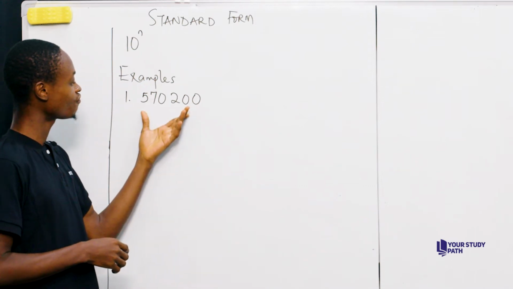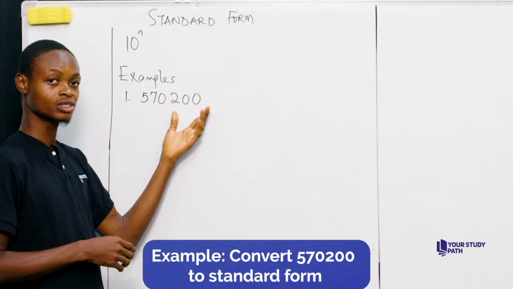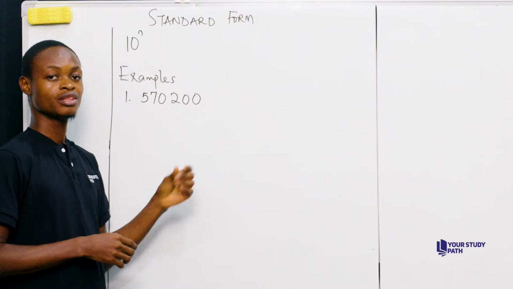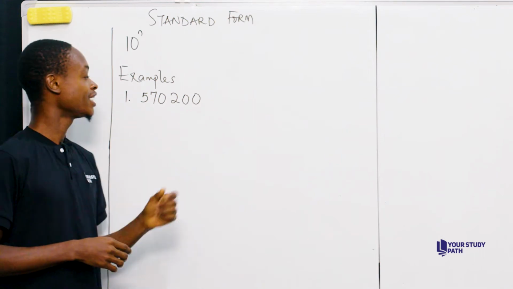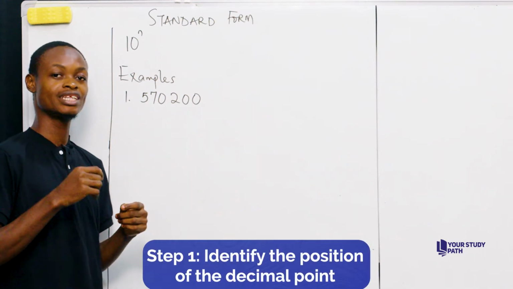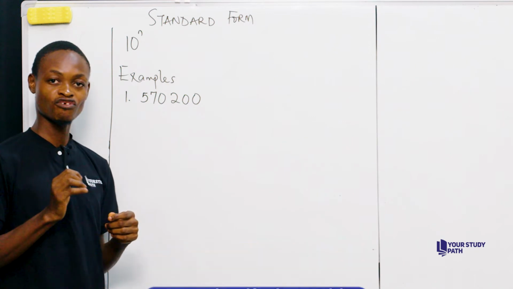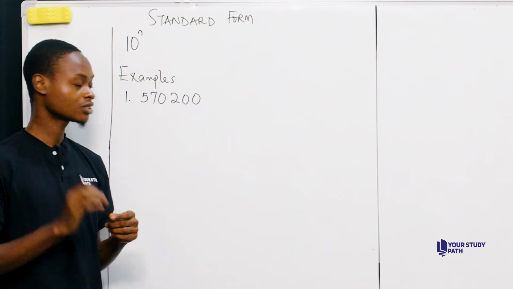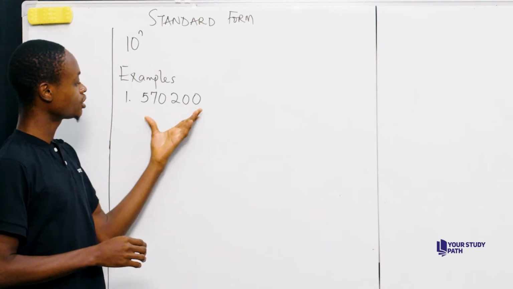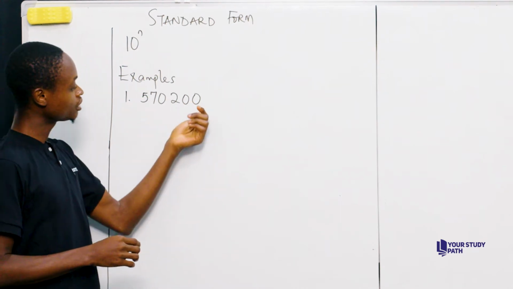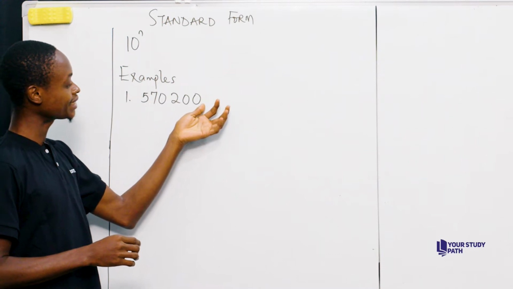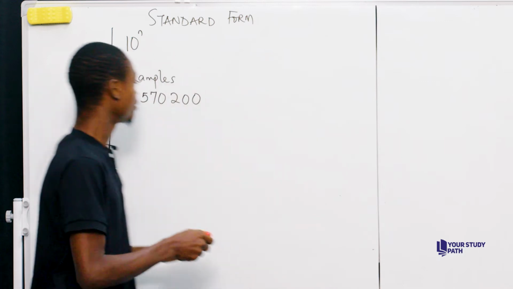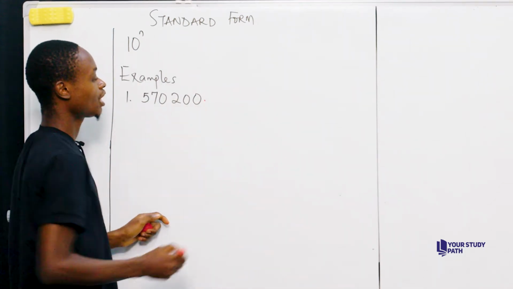For this digit, we have 570,200, and we are expected to convert this number to standard form. Now, the very first thing to do is identify the position of the decimal point. Now, for standard forms, the decimal point is the most important concept. For this value, this is a complete whole number. The decimal point comes in at the end of this number. So you have the decimal point coming after the last zero here.